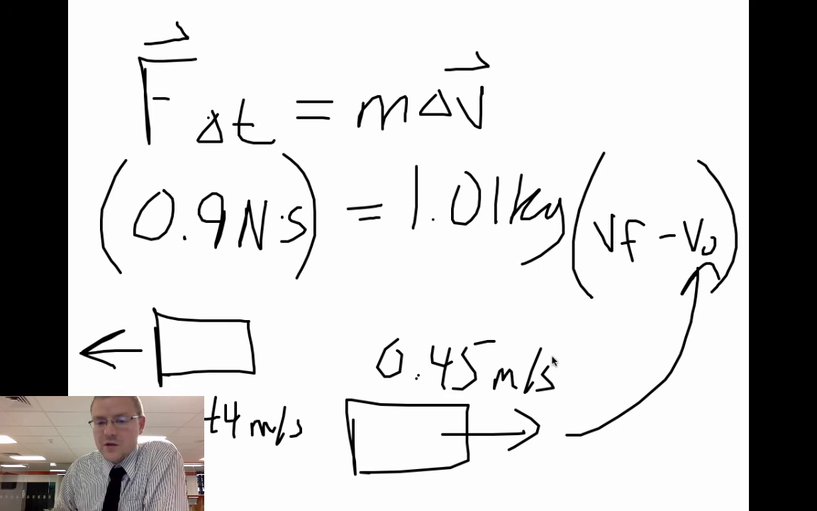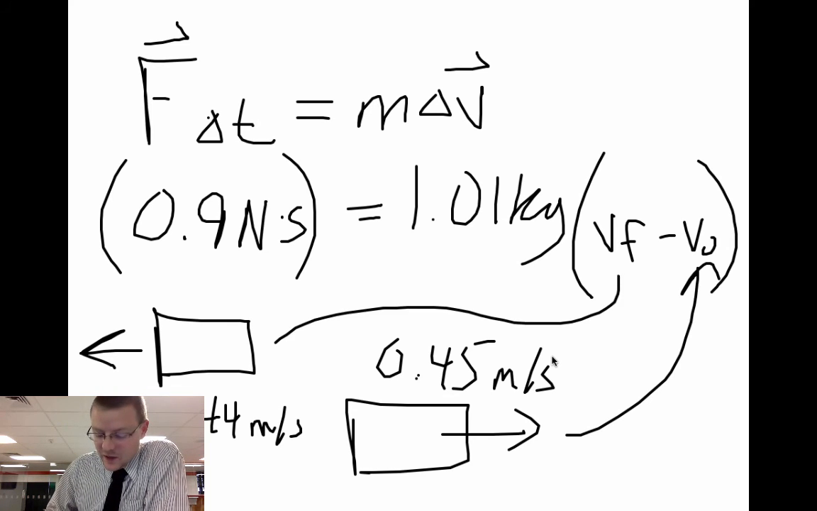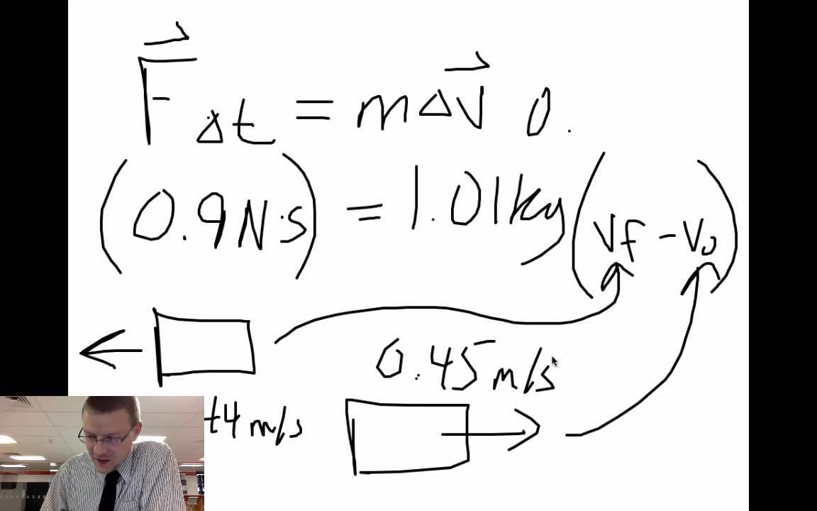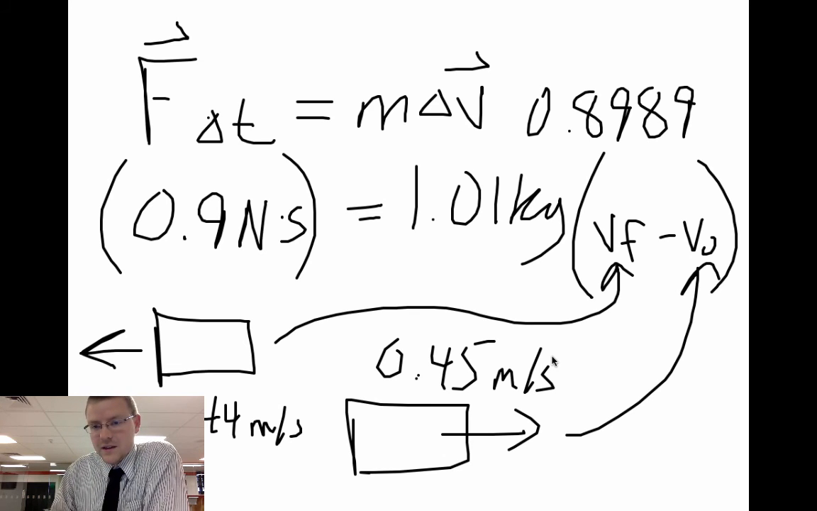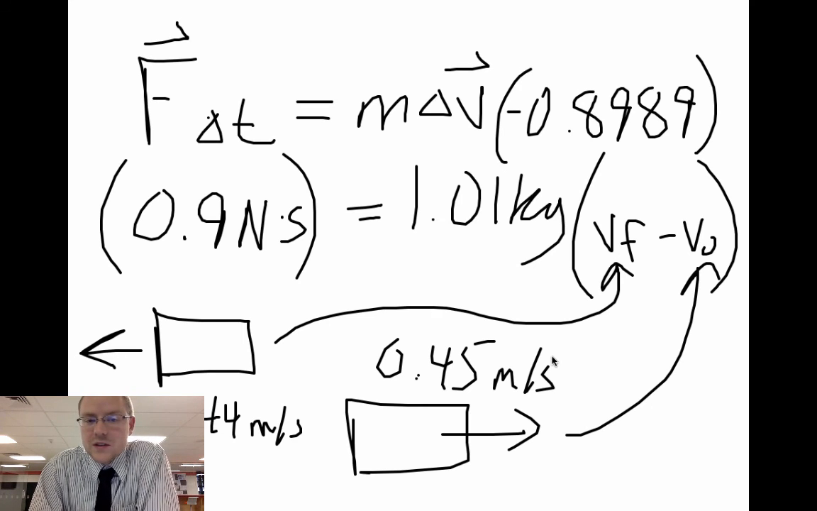0.45 in for our initial velocity. We're going to put negative 0.44 in for our final velocity, and if you multiply that by your mass, you end up with negative 0.8989. So we have a negative change in our motion here, kilograms meters per second, which, if you look at the magnitude, is very close, and you can round that to 0.9 Newton seconds.